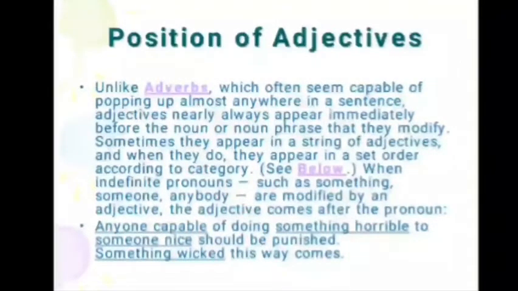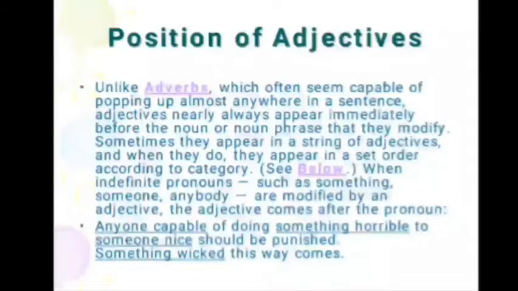Position of adjectives. Unlike adverbs, which often seem capable of popping up almost anywhere in a sentence, adjectives nearly always appear immediately before the noun or noun phrase that they modify. As I told you, adjectives modify nouns or noun phrases. Sometimes they appear in a string of adjectives, and when they do, they appear in a set order according to category. When indefinite pronouns such as something, someone, anybody are modified by an adjective, the adjective comes after the pronoun.